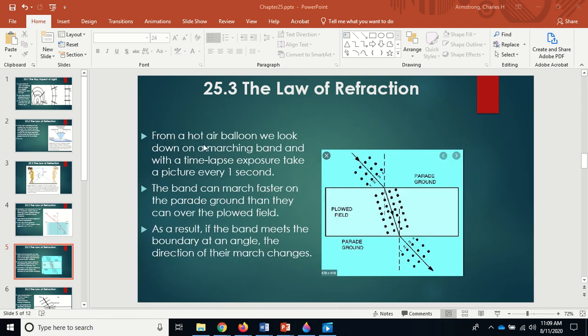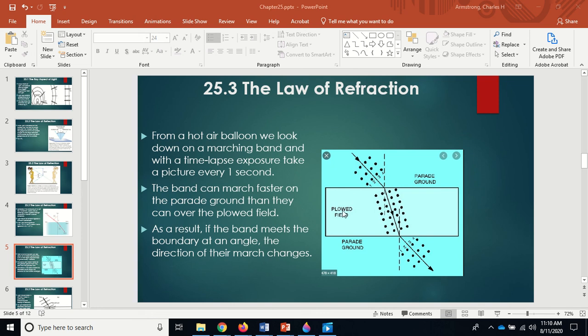Okay, why does this happen? Imagine we're up in a hot air balloon looking down on a marching band, with a time-lapse exposure. I looked it up to make sure I'm using this word right, and I'm still not completely sure, but it's like you take a picture every 1 second on the same photographic plate. So you get the band when you first take the picture, and here's the band a second later. They're on the parade ground, so they're marching pretty fast.